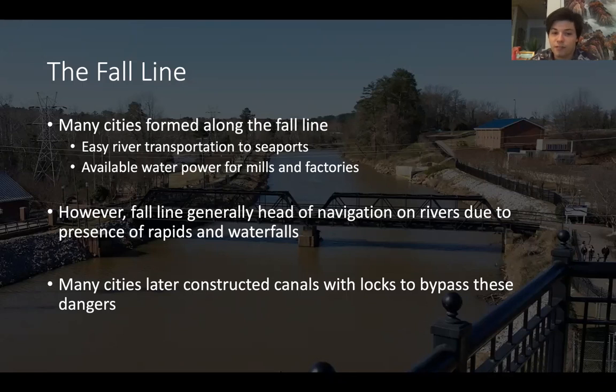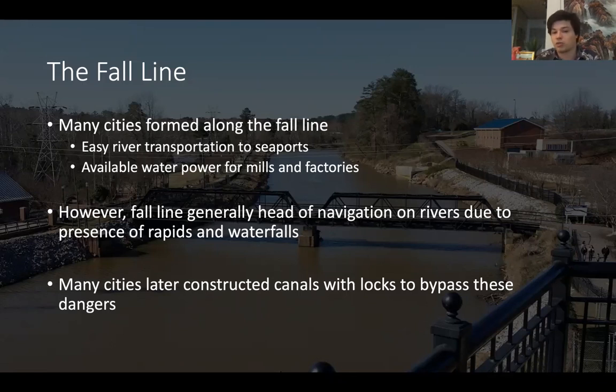However, the fall line is generally the head of navigation on the rivers, and that's due to the presence of rapids and waterfalls. And so you can imagine with the rocks too, where Columbia is regarding the river, because of that presence of rocks, it becomes very difficult for ships to navigate further upriver. And so Columbia is a natural stopping point because of that.